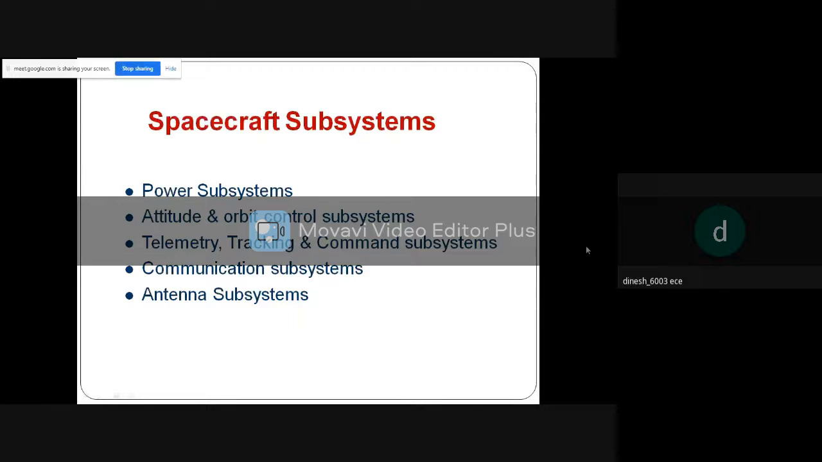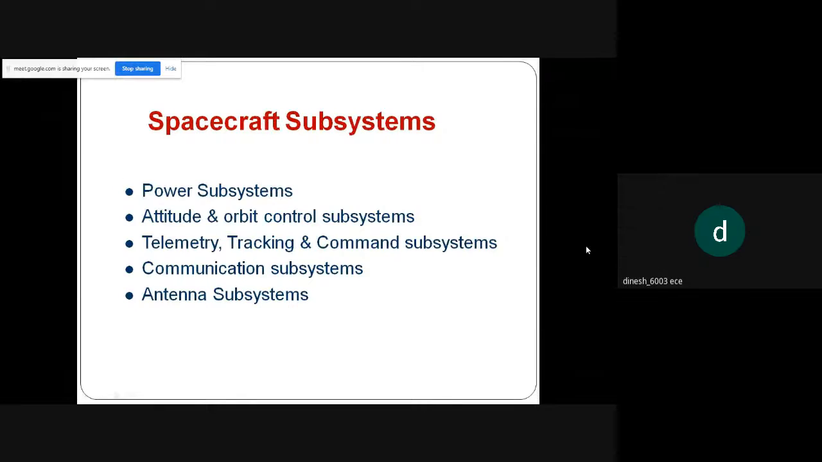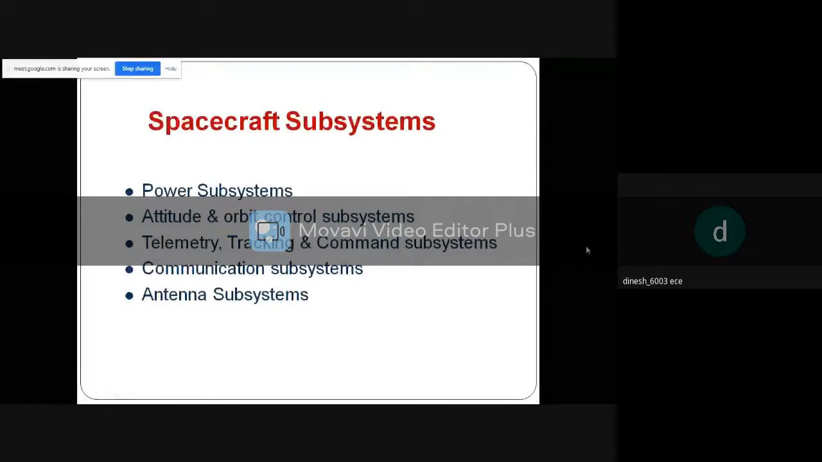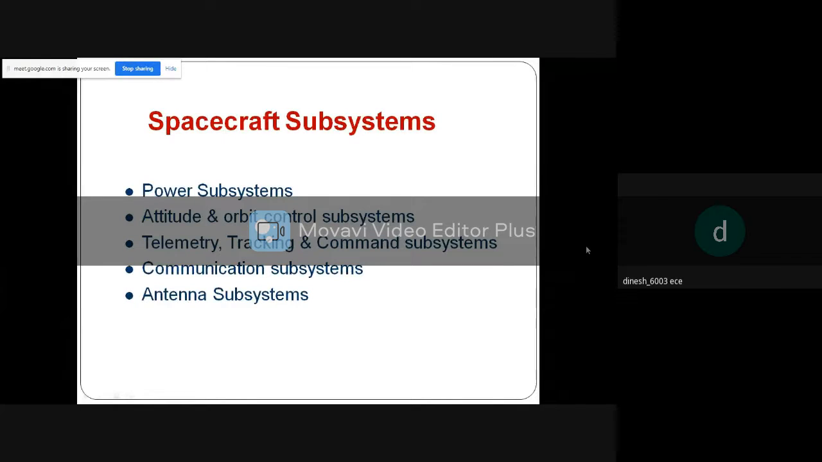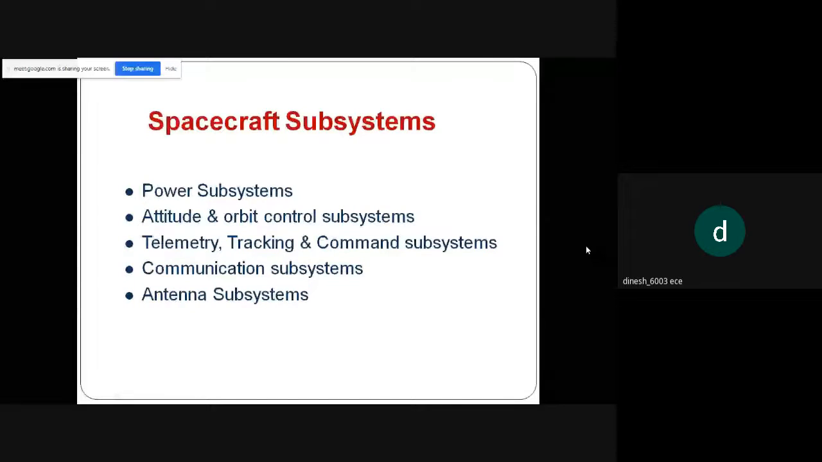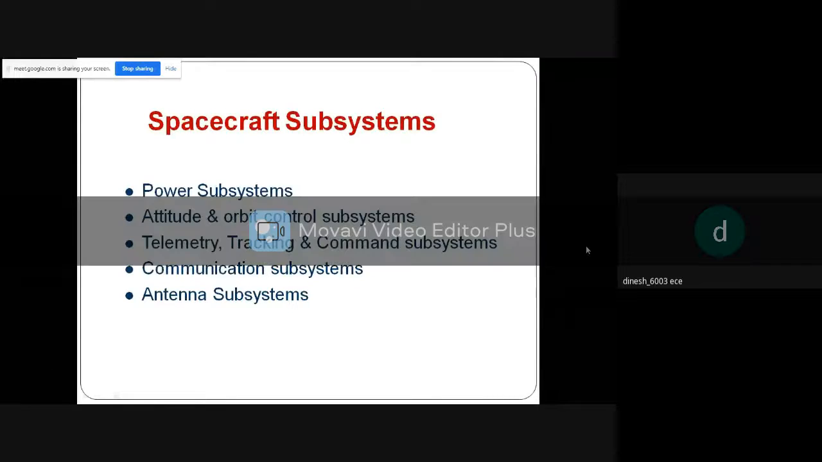Second is the attitude and orbit control subsystems. So how the satellite should rotate, in which direction, in which orbit, and which attitude is to be decided by this orbit control subsystem. Third one is the telemetry tracking.